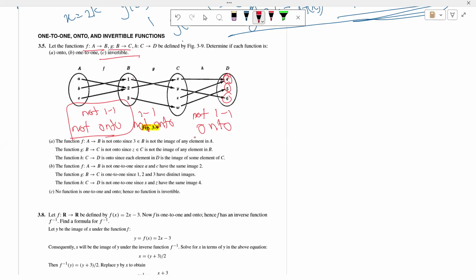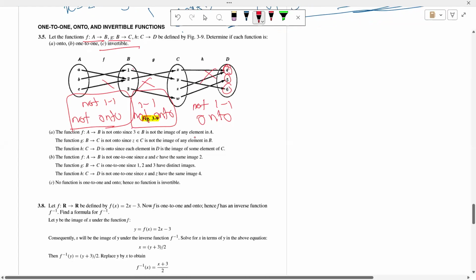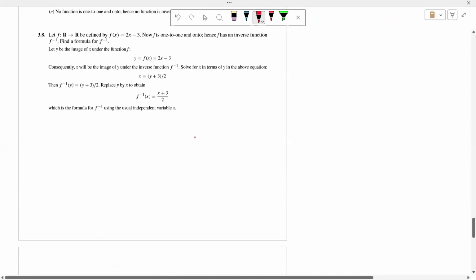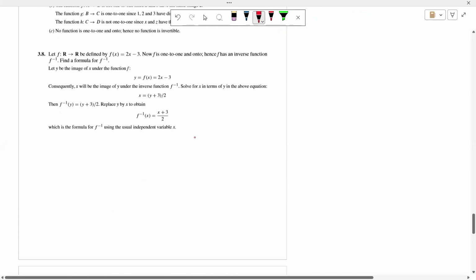one to one, this is not onto. Here this is one to one but not onto. Because of that, this is not invertible. This is invertible, this is invertible. So there is no function that is invertible here, right? So this is the last one. Okay, then you can try the remaining things, right?